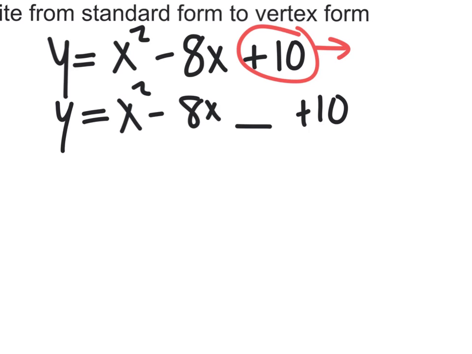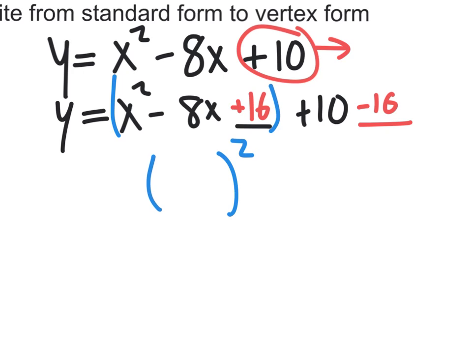So yeah, we're going to put a plus 16. Half of -8 is -4, and if you square it, it gives you a positive 16. But you can't just magically add 16 to one side of the equation. You're going to have to subtract it also to maintain the balance. Now, the whole purpose of doing that is to be able to complete the square with these first 3 terms, because it's now a perfect square quadratic trinomial.